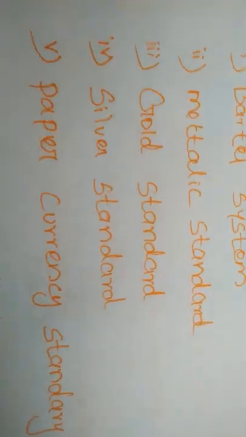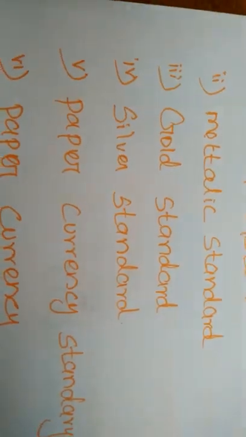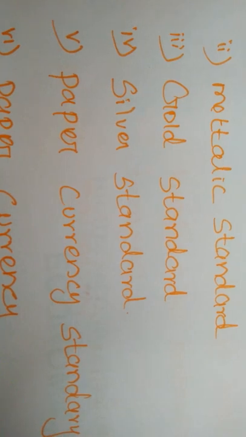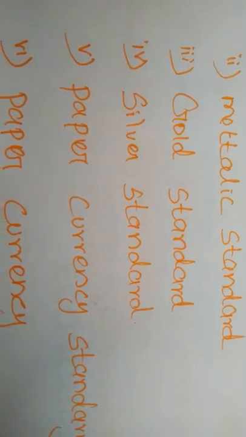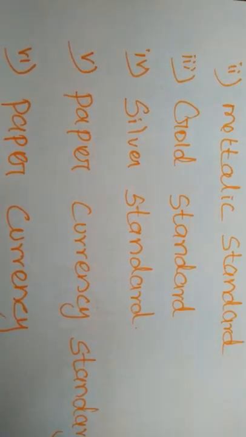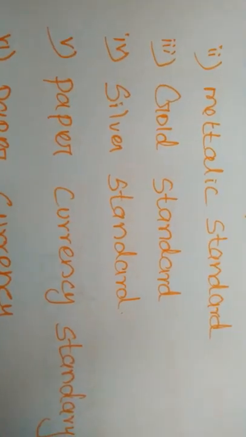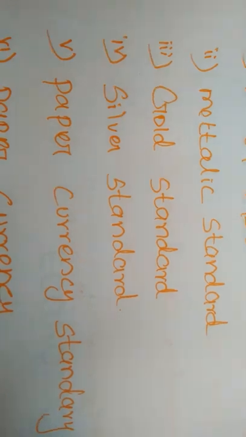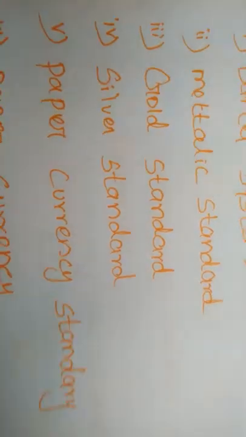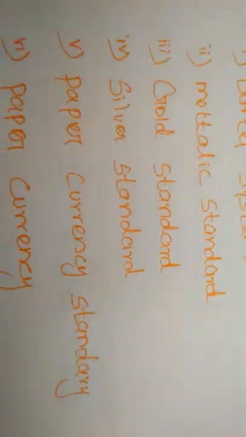Another one is the gold standard. The gold standard is a system in which the value of the monetary unit or the standard currency is directly linked with gold. The monetary unit is defined in terms of a certain weight of gold. Okay, so that is the monetary value.